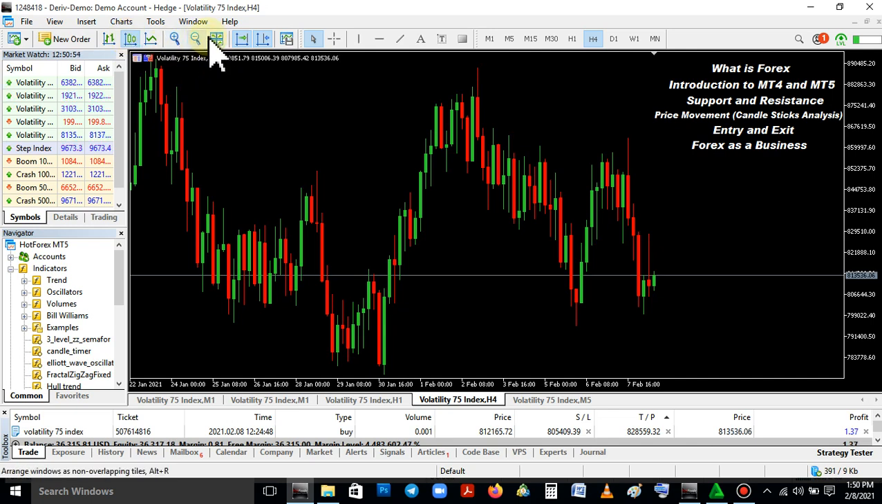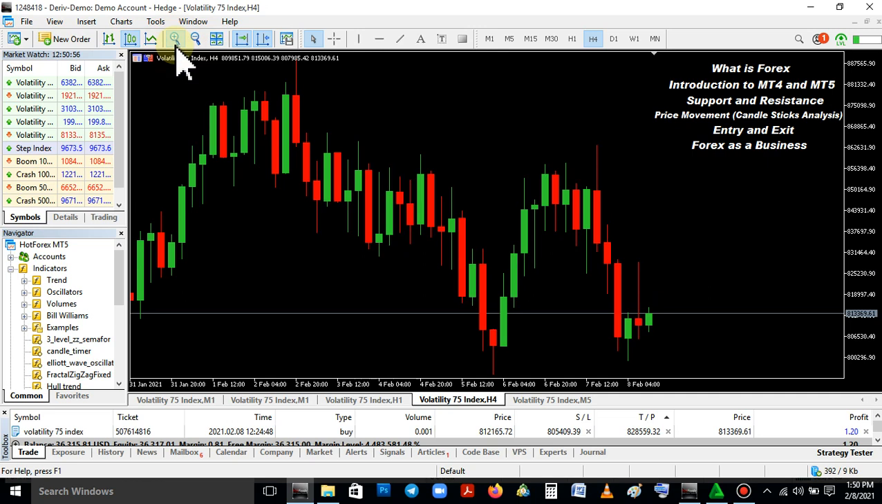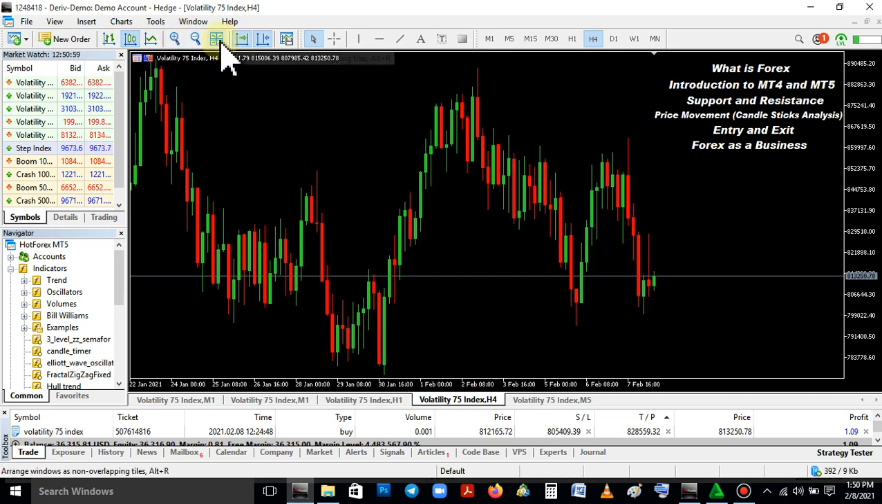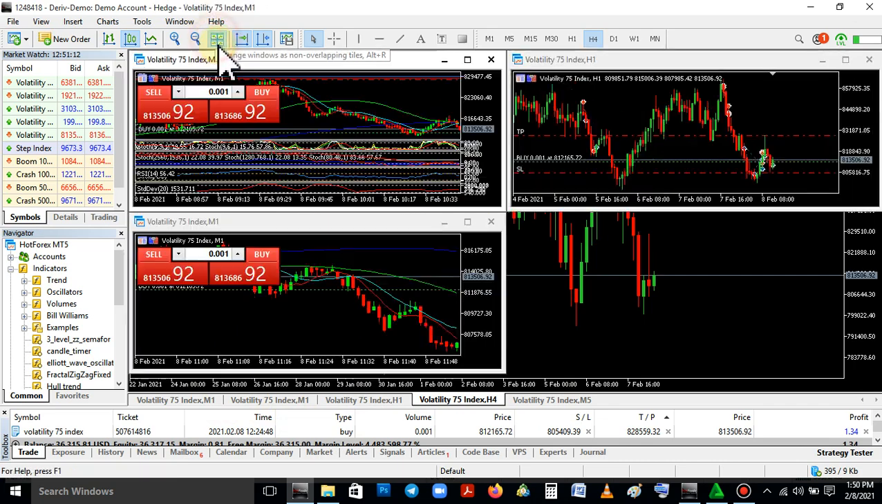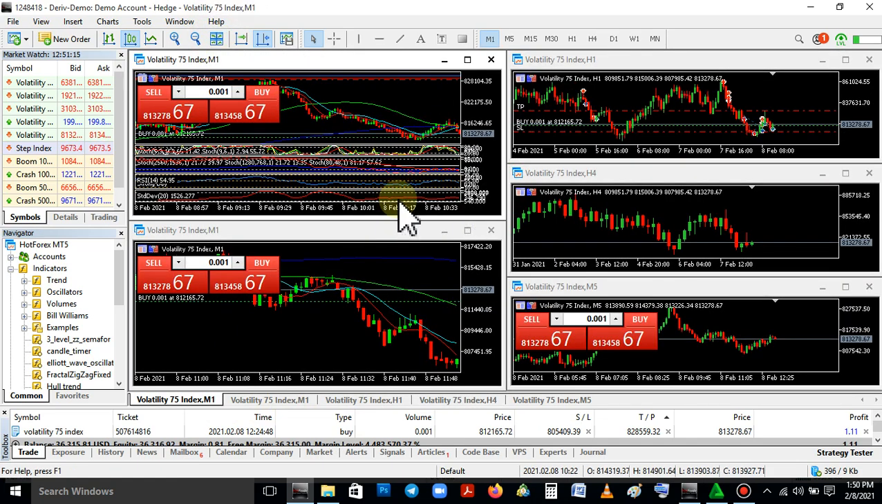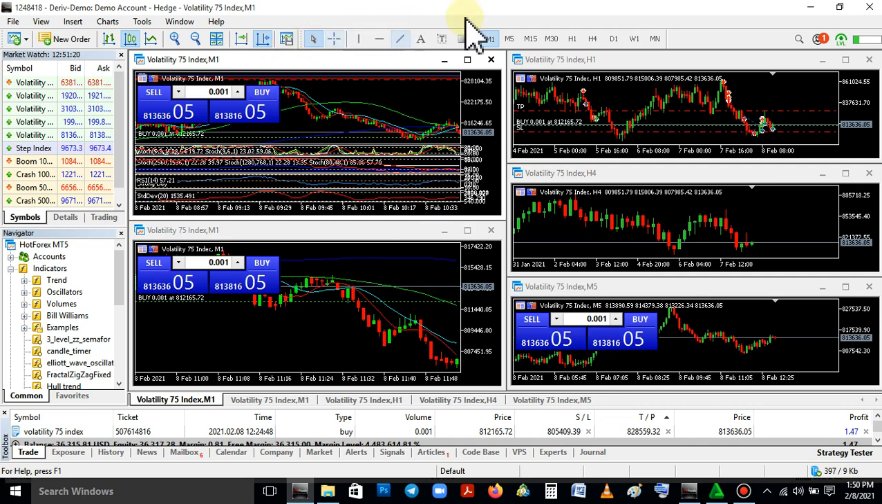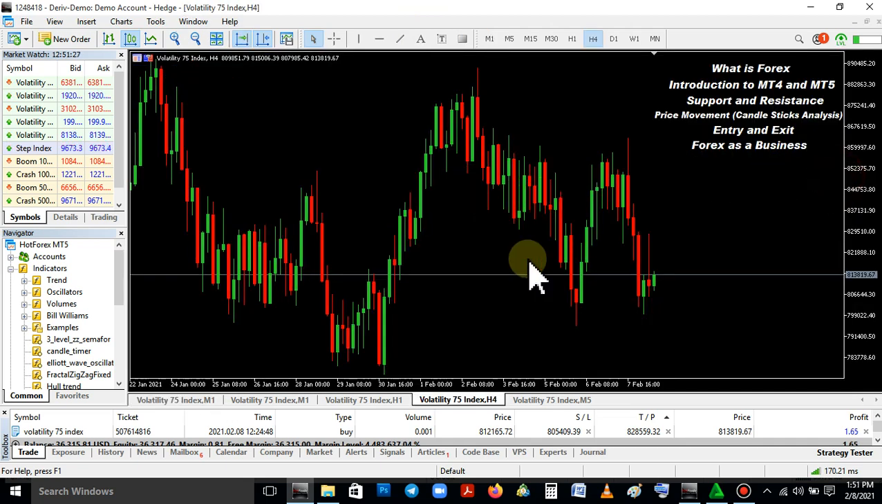These are your zoom tools. You can either zoom in or zoom out. And then this is your window, arrange windows on non-overlapping tabs. Like I have volatility 75, another volatility 75, another one. Assuming I have other financial instruments in this place, when you click on this window tile, it arranges them in a way you can see what is happening on all of them at the same time. But in this case, I just want to use the one I'm using to teach you for now.